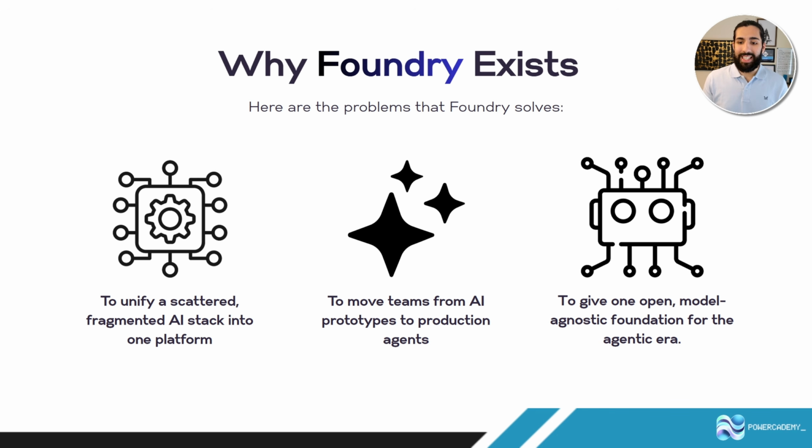And then the final point is to give one model agnostic foundation for the agentic era. Now, Microsoft Foundry's real value proposition is you can connect to pretty much any model that is created worldwide. It is all supported within Foundry. So if you want to use Grok, if you want to use Anthropic's models, if you want to use the GPT models from OpenAI, this is all available within Foundry. And they have an extensive list. I think they have over 1,900 different models, all unique in terms of their strengths and their use cases.